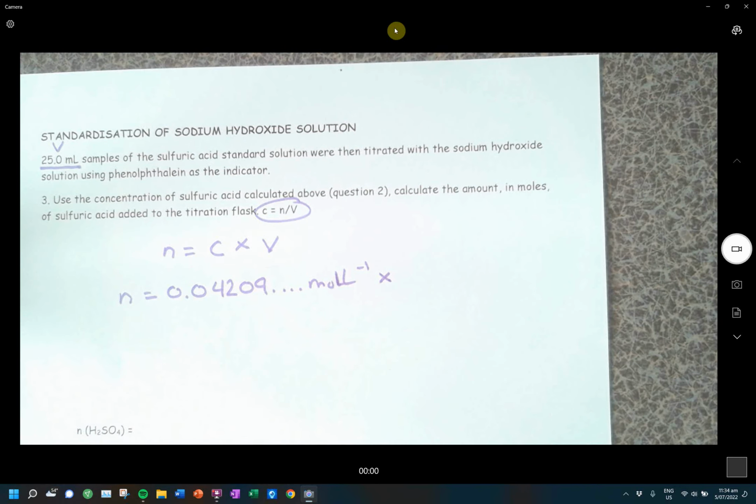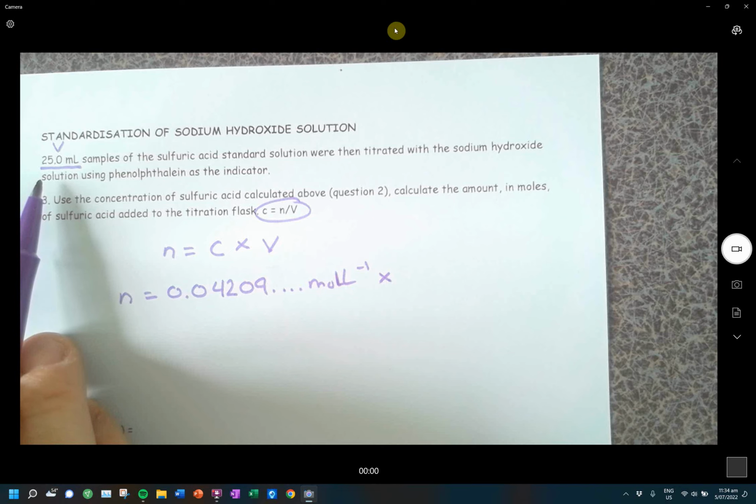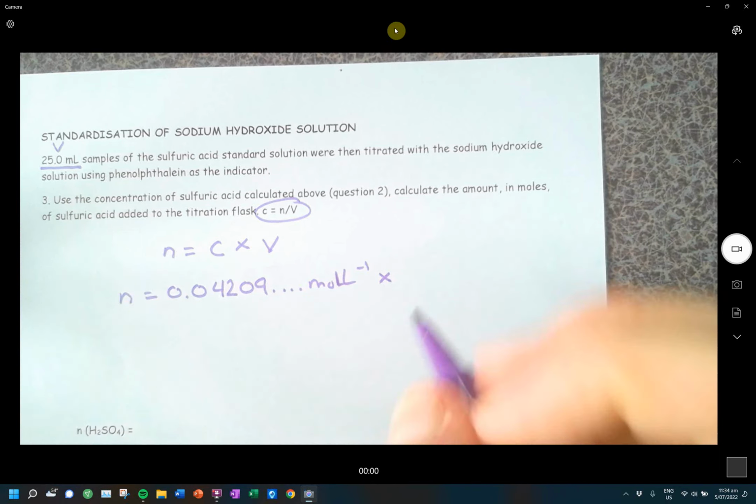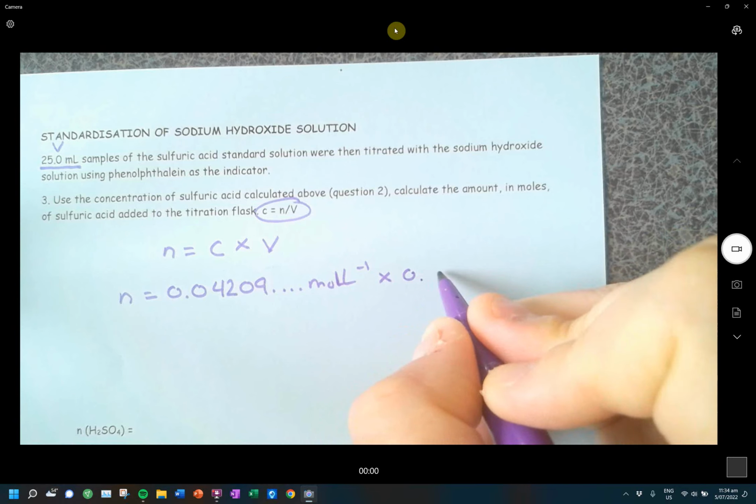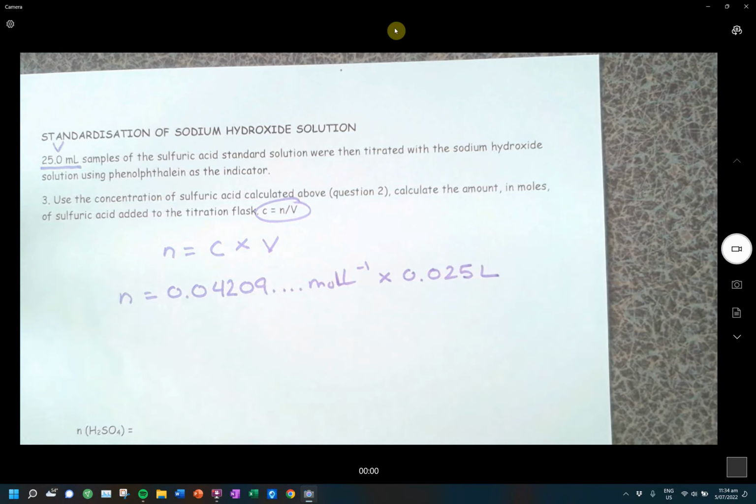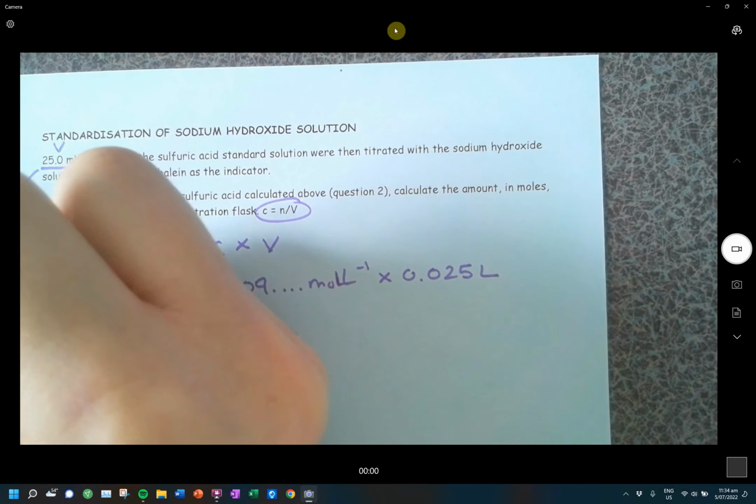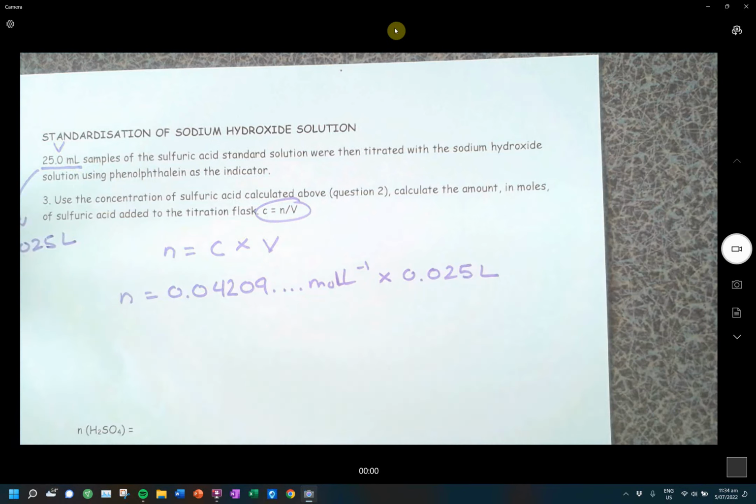Now in this case, I want the volume of the aliquot. You're not using the whole solution at once. So the new volume we were using is the 25. Again, we need to divide that by 1,000, so we're multiplying it by 0.025 because we want to convert it into liters. So this into liters is 0.025 liters, divided by 1,000.